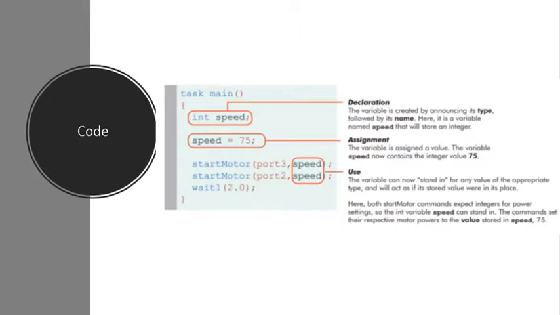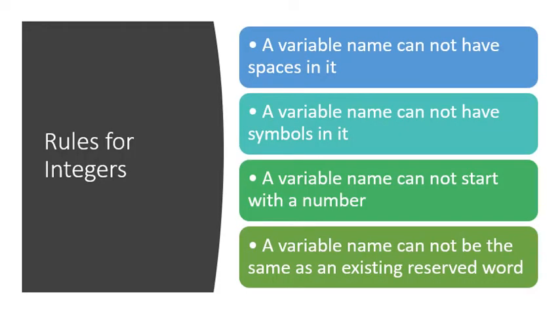So these names have rules for them. First of all, when I name it, I can't have any spaces in it. It can't be multiple words with spaces in between them. There simply can't be any spaces in the name. It can't have any symbols in it, so it can't have an exclamation point or the pound sign or any of those things. It can have a number in it, but it can't start with a number. So it certainly can be called speed1, and then I can have a second integer, that's speed2.